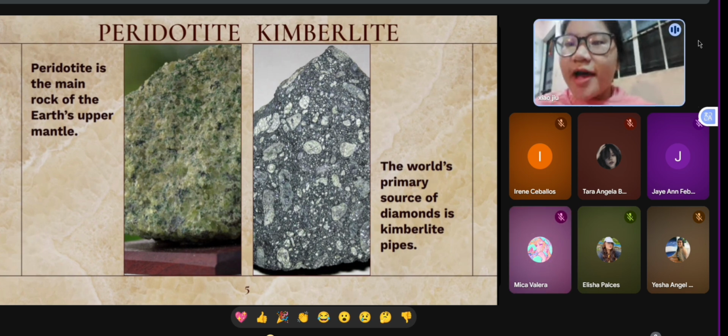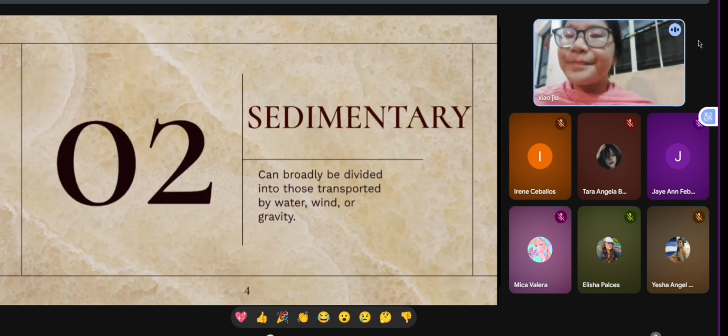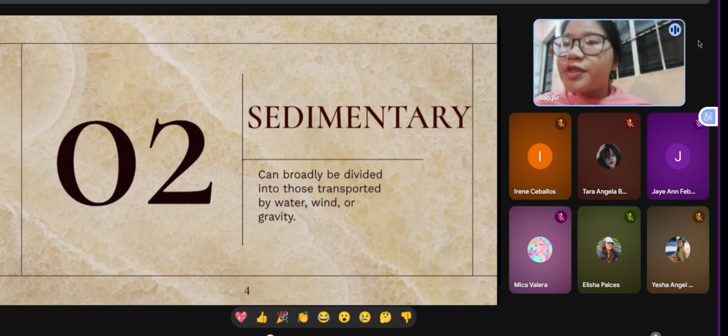Correct. To add, most peridotite is a dark-colored, dense rock that's slowly cooled at depth, and it is often found layered with gabbro. As for kimberlite, these steep-sided, deep volcanic conduits often occur in clusters, which merge at depth. Okay, next slide. Next is sedimentary rocks. These can broadly be divided into those transported by water, wind, or gravity.